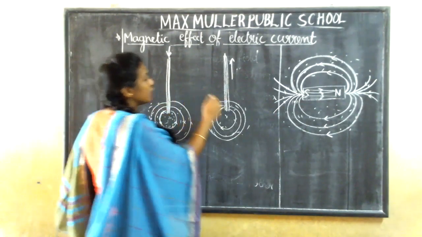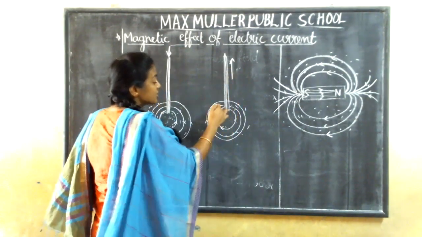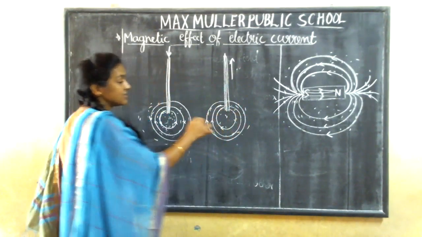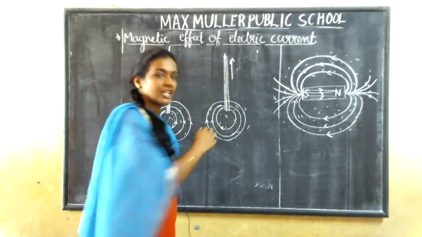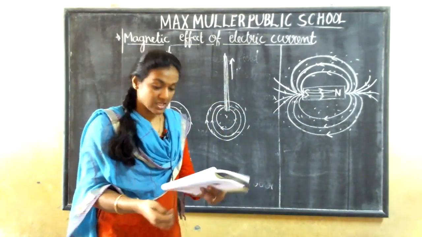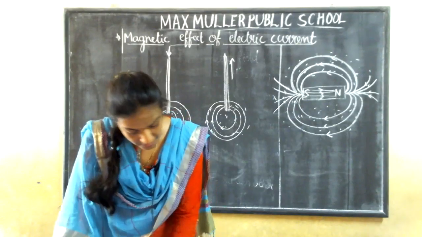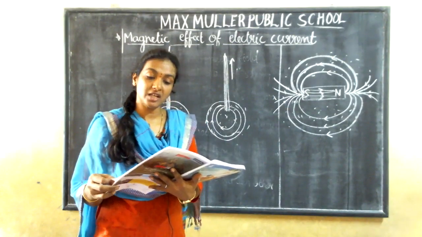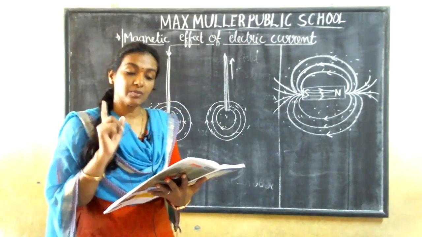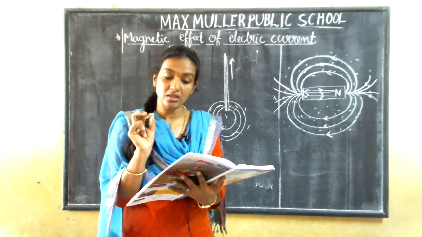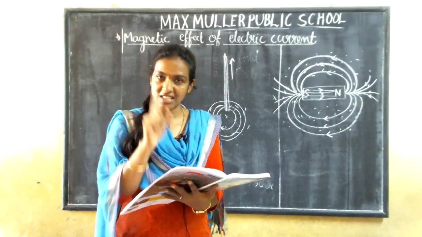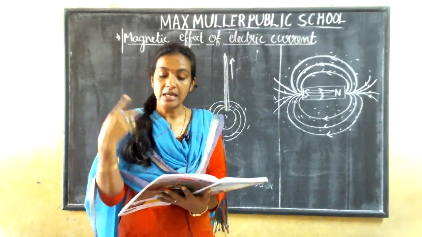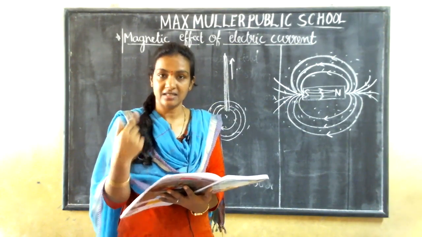Second, when you change the direction of the current, you can observe that the direction of the magnetic field lines also changes. Clear? Yeah. It means the magnetic field generated by the straight conductor, its strength depends on the magnitude of the current. This is the first point. The second point: the direction of the magnetic field depends on the direction of the current.